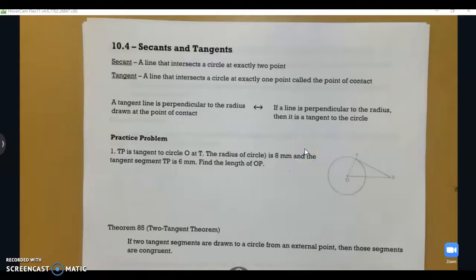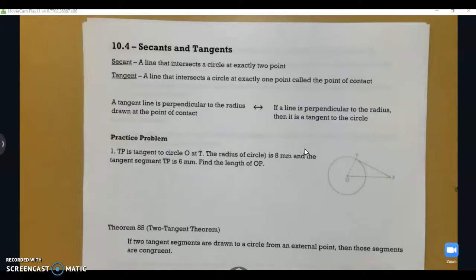We've got two more sections on circles for you today in this video. The first one we're going to look at is on secants and tangents. So, quick reminder on those definitions. A secant is a line that intersects a circle at exactly 2 points. So it's like a chord, but it extends beyond the circle because it's a line, not a segment.